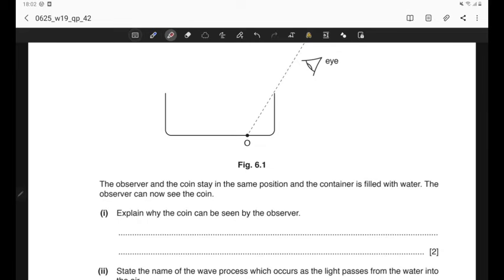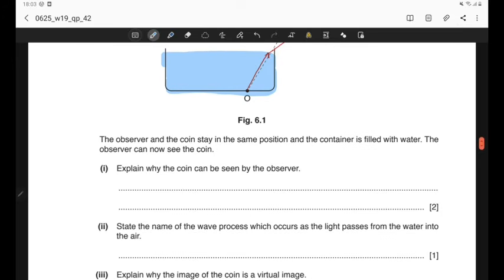So here the reason is, when the container is filled with water, the light wave which is coming from the coin, when it reaches the boundary between water and air, will bend more away because of refraction. Since the light wave is moving from denser medium to rarer medium, it will move further away from the normal, so that the observer can see it now.